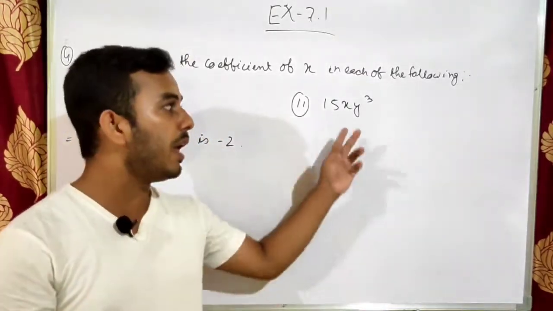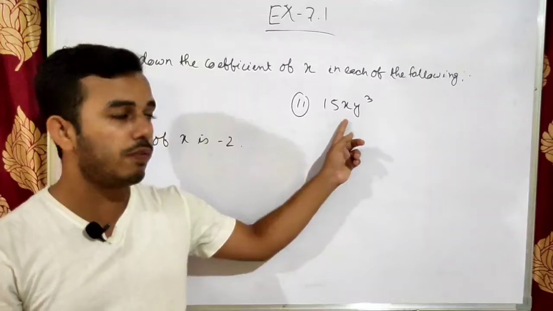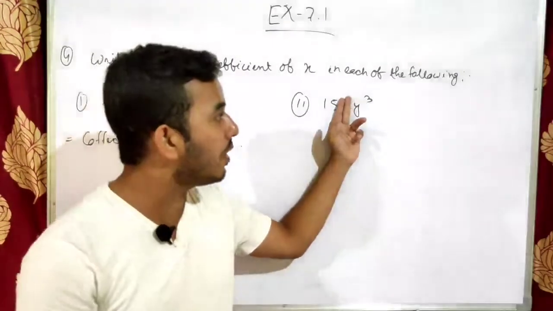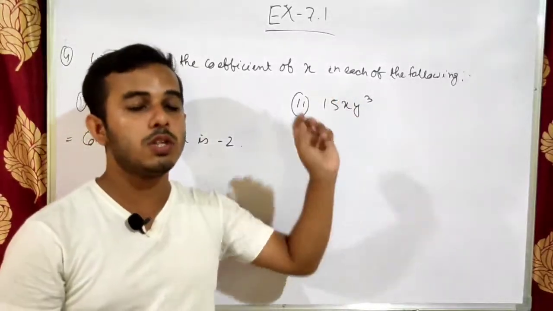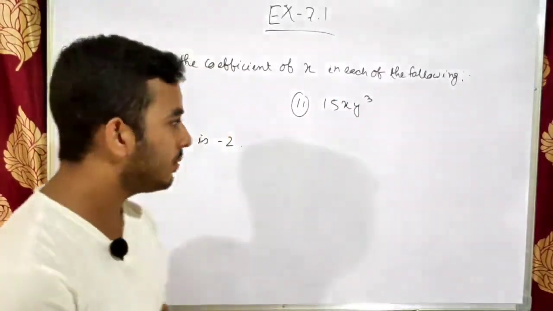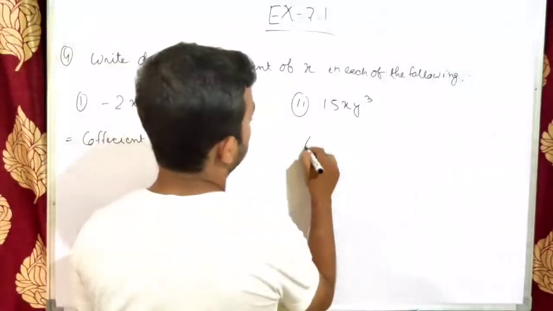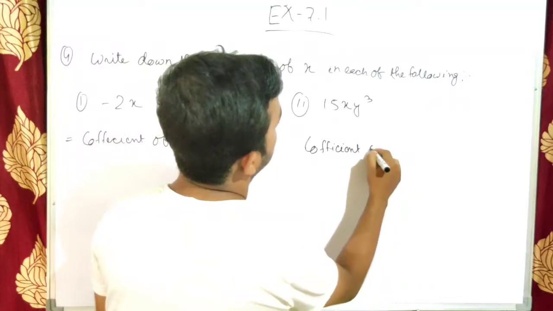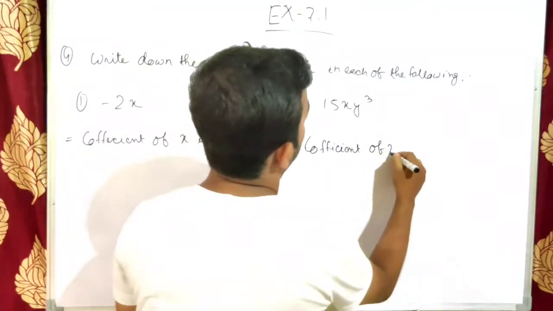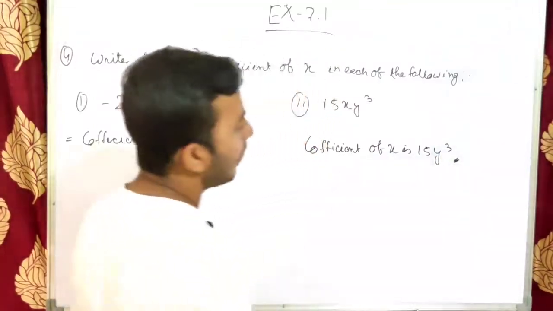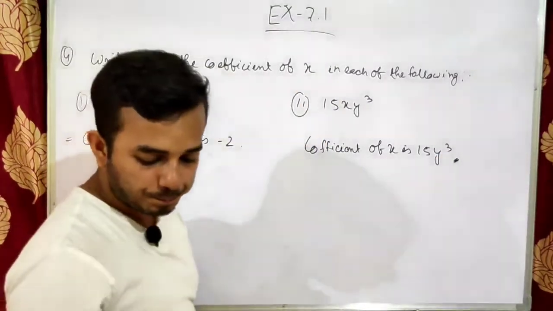For example, here it is said to find the coefficient of x, isn't it? So I will remove x here. What is left? 15y cube, isn't it? So our answer will be 15y cube. We'll write: coefficient of x is 15y cube.